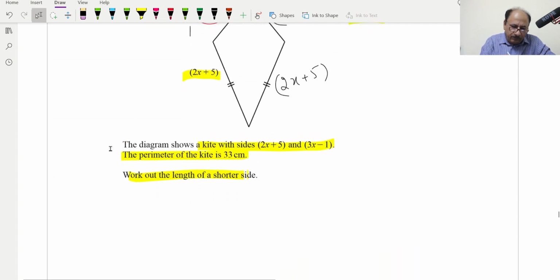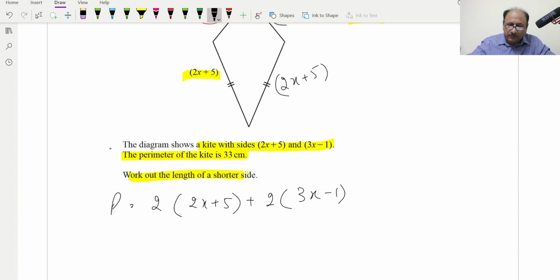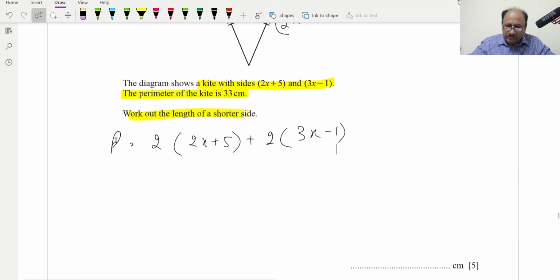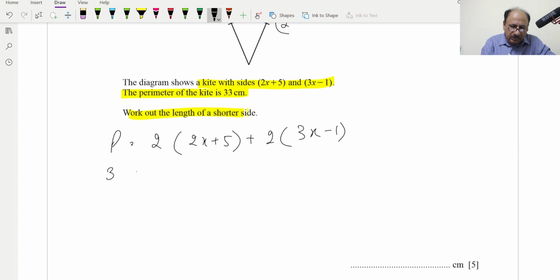The perimeter of a kite will be equal to 2 into one side plus 2 into the other side, 3x minus 1. So we have to replace the values, which is p is equal to 33, and we can open the brackets. This will be 4x plus 10 plus 6x minus 2, and 4x plus 6x will be 10x, so this will be 10x plus 10 minus 2, which is 8, is equal to 33.